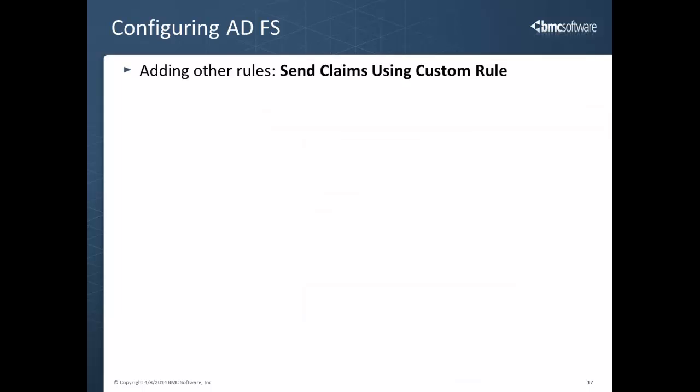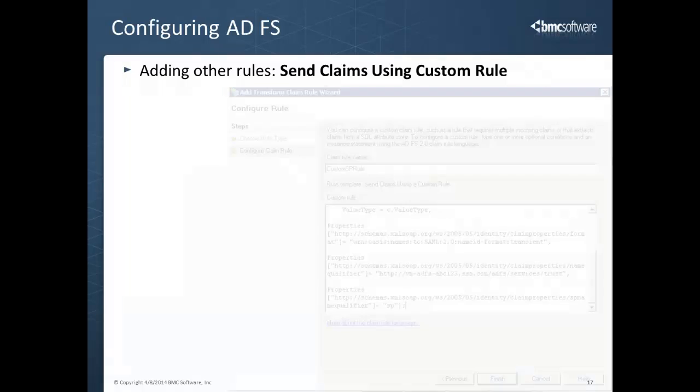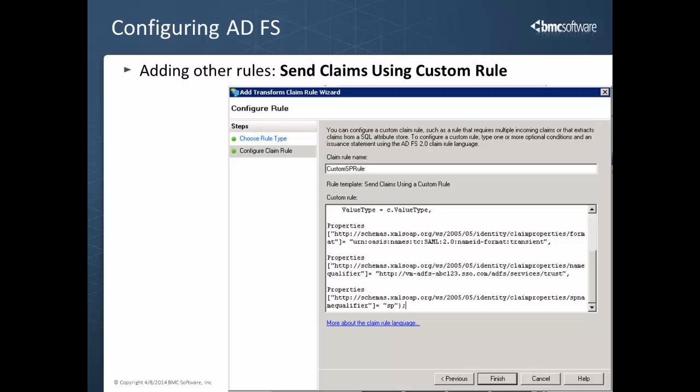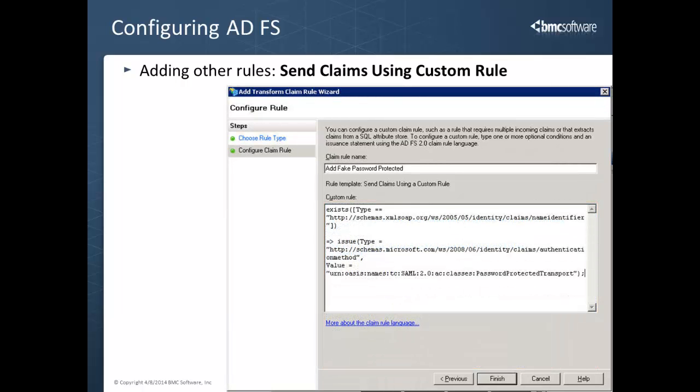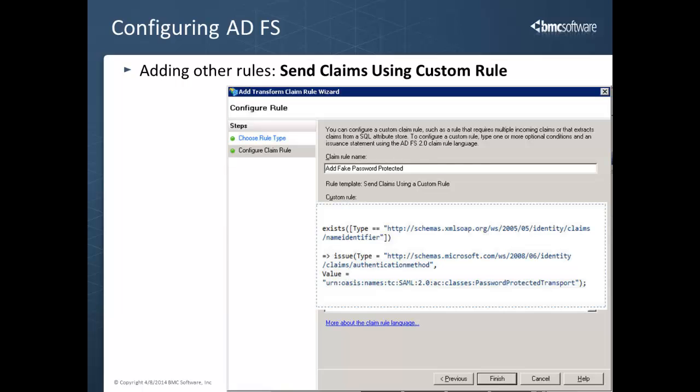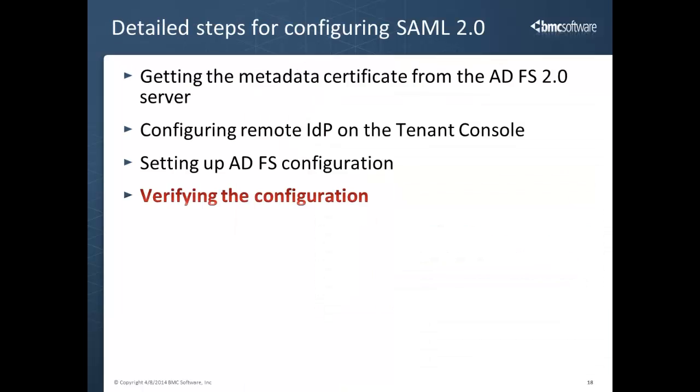Similarly, add a second and third rule using the Add Rule button and select the claim rule template as Send Claims using Custom Rule. These rules are slightly different from the first rule, as you must copy a script when you create these rules. Create these rules as shown here. After you create the claim rules, close the wizard. You have successfully configured the ADFS server for authentication.